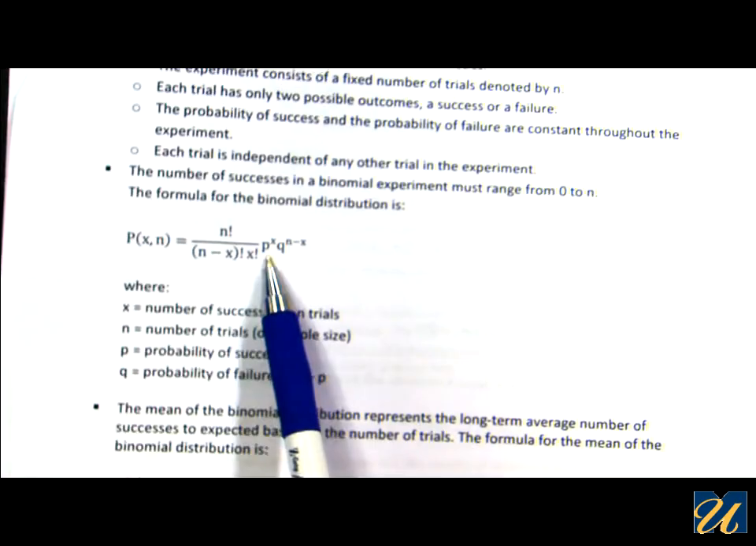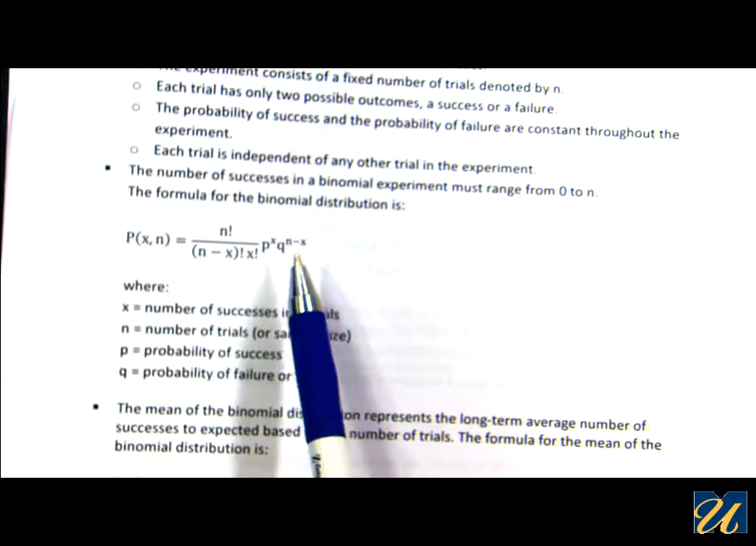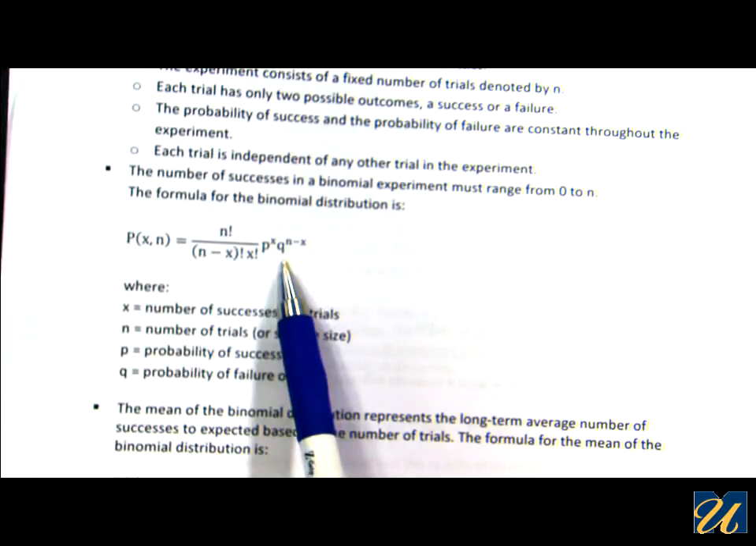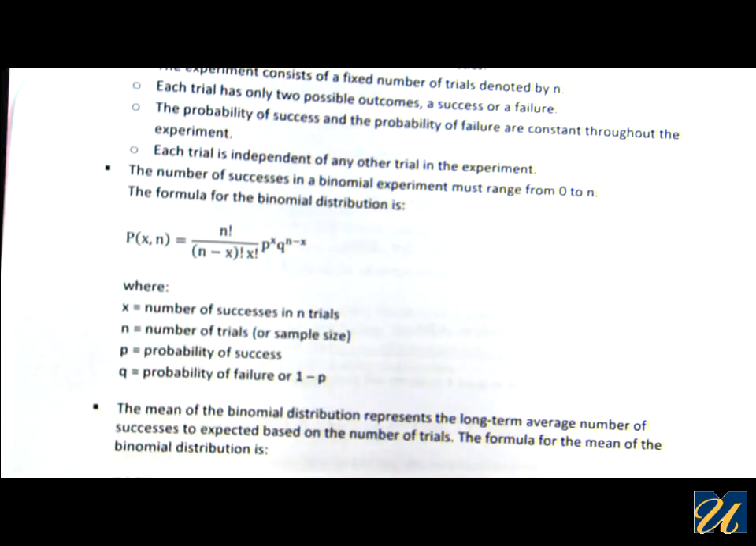P is the probability of success. This probability will be given in all the problems that you will encounter as far as binomial probability is concerned. Q is the probability of failure. As we mentioned before, we have two possible outcomes, success and failure. If the probability of success is given, you can automatically find the probability of failure, Q, by subtracting the probability of success from 1.